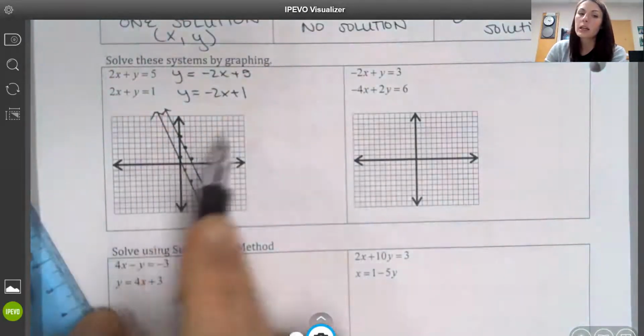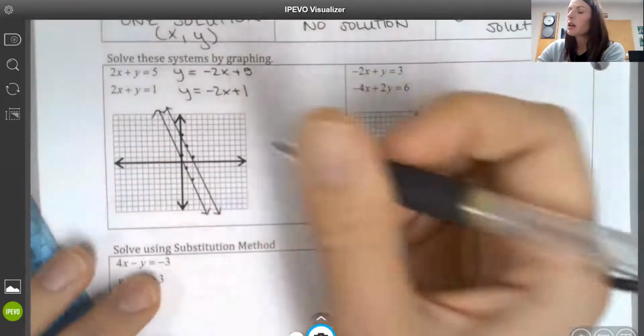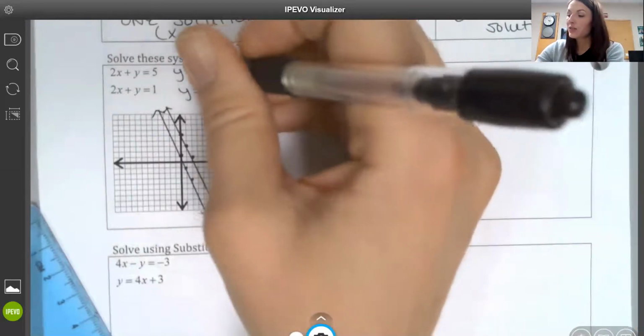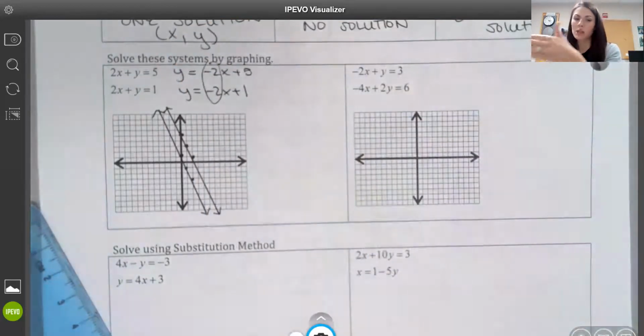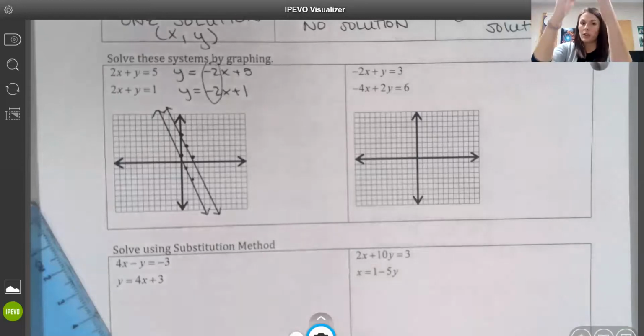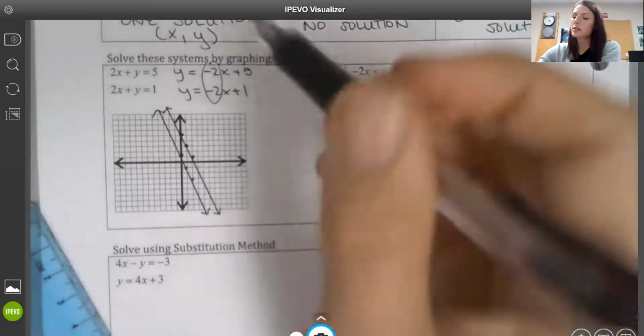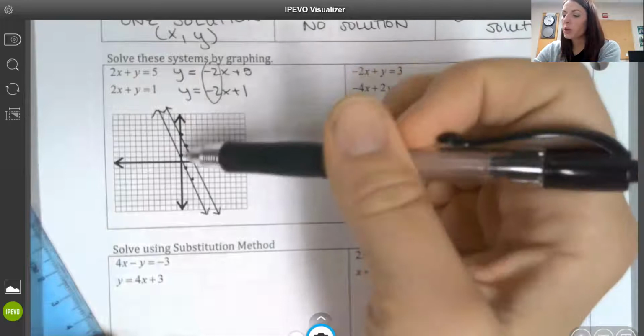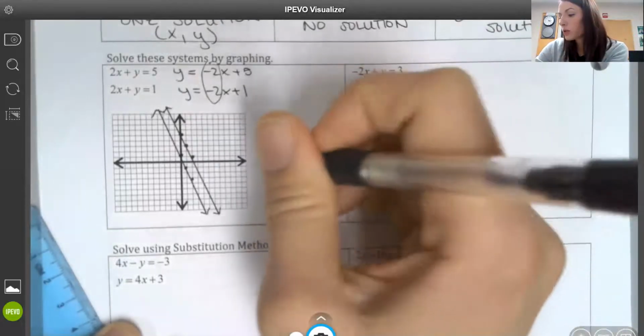So if I graph and I get lines that aren't going to meet, and I verify that they have the same slope, right? Sometimes our lines just meet right off the graph, and we want to make sure that that's not the case. But we have the same slope, which means they're parallel. We see they're parallel. This is no solution.